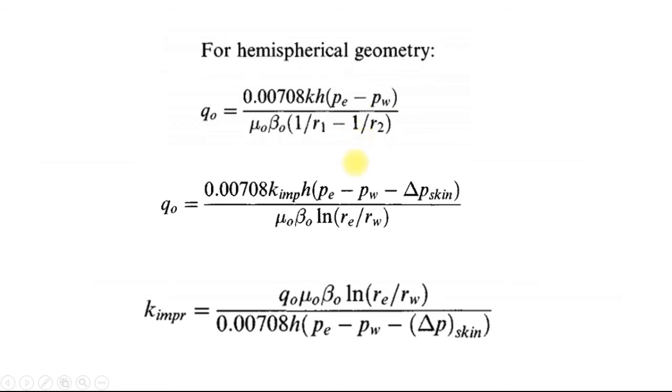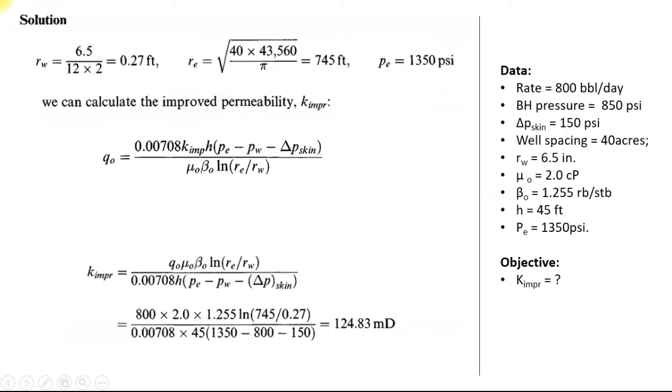For our case we are talking about improved permeability. To find the improved permeability and improved flow rate, we have to incorporate this factor, delta P skin. If we also subtract this factor from our delta P, then we can find the improved permeability and improved flow rate. As we need to find the improved permeability in this question, we just rearrange this equation a bit, transfer all the factors to the other side and make permeability the subject. This is the equation we will actually use. So let's see its solution.